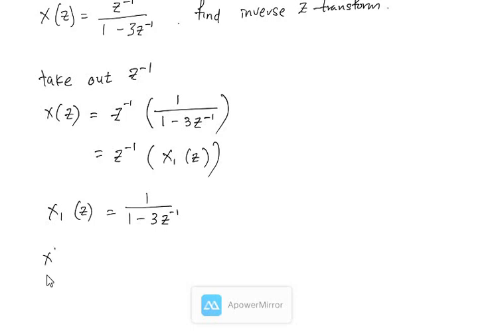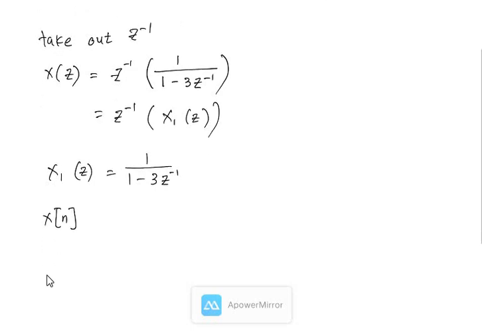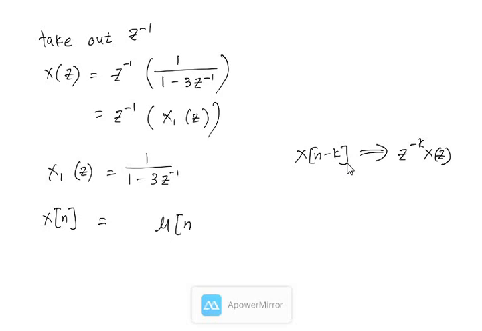Now we want to write the x(n), the inverse, right? We want to find the x(n). We follow the shifting property: x(n minus k) is equivalent to z to the power of minus k times X(z). So now we have here z to the power of minus k X1(z), from which we can get x(n minus k). So now we have u(n minus k). In this case k is 1, so it's n minus 1, u(n minus 1). It's a unit step, u(n minus 1).